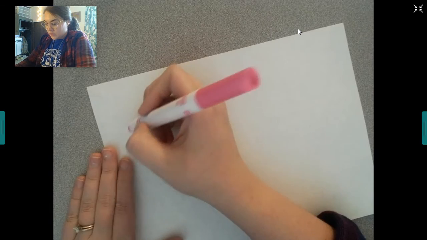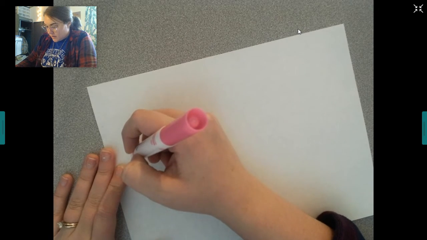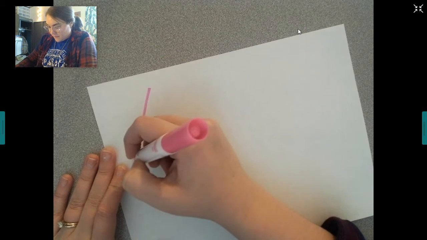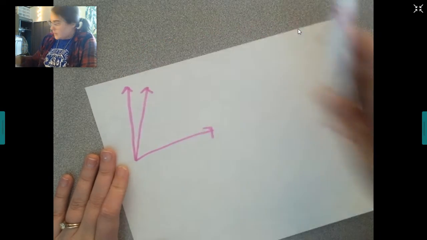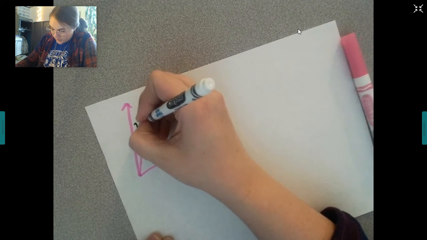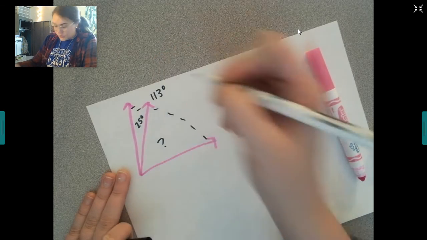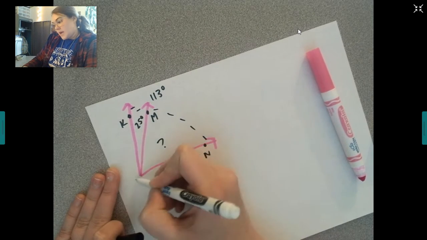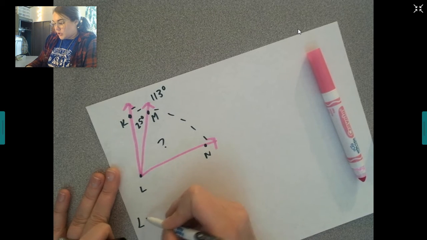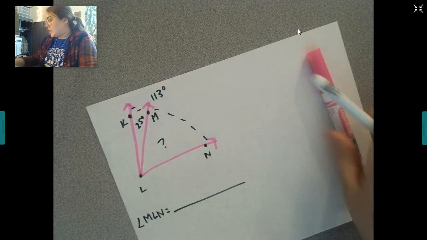So now let's do one that doesn't give you the big kahuna. So let's try this one right here. All right. On your paper, I want you to draw this one right here. This tiny one is 25 degrees. We don't know what this one is, but the big kahuna is 113 degrees. So this is K, M, N, and this right here is L. I want you to find the measure of angle MLN, and I also want you to write an equation that goes with it.